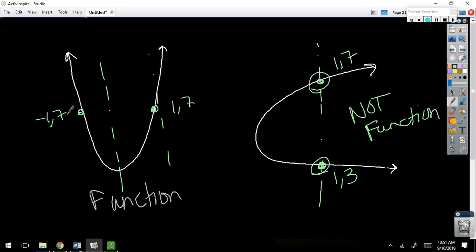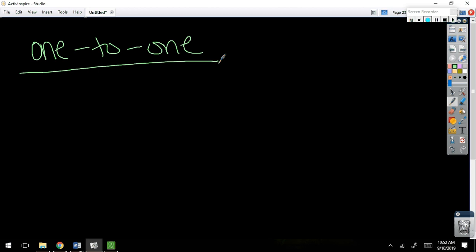There's some other characteristics of functions that we need to talk about. One is called one-to-one. Does anybody know what one-to-one means? I bet Marshall knows. That is correct. And your book uses a mapping. Why is my pen not working?